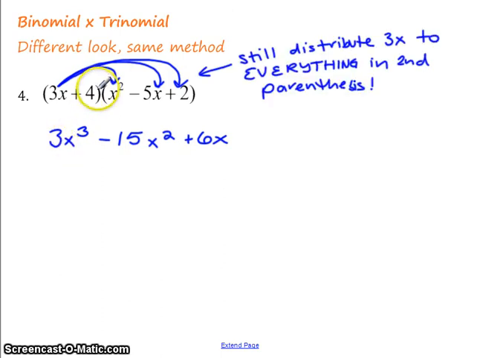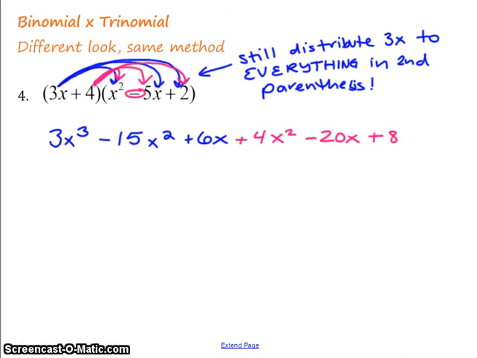Now we're going to move on. Now that we've distributed the 3x to everything, we're going to distribute the 4 to everything. So 4 times x squared gives me plus 4x squared. 4 times negative 5x gives me minus 20x. You want to make sure that you watch out for that negative there and keep it with it. And 4 times 2 gives us a constant 8.